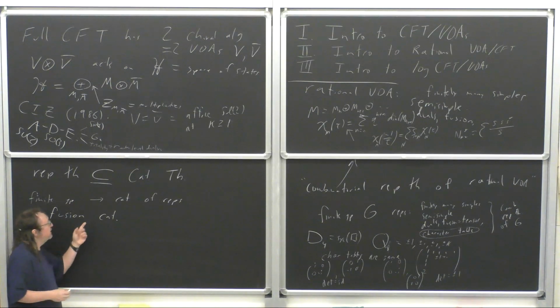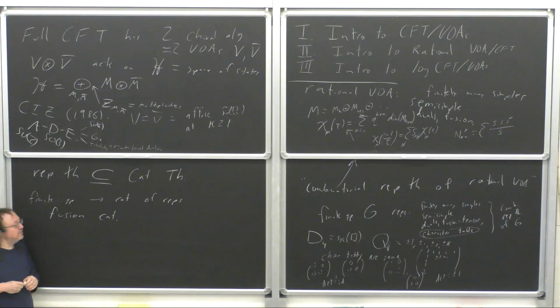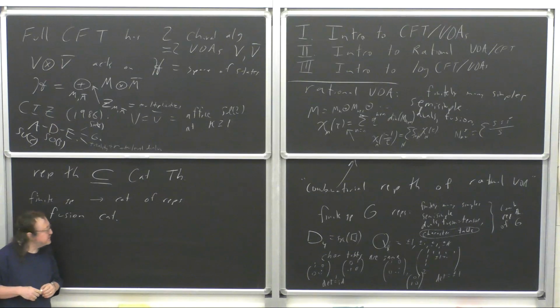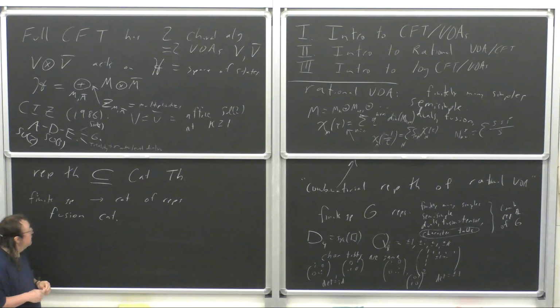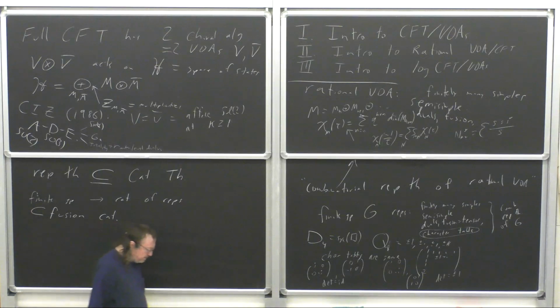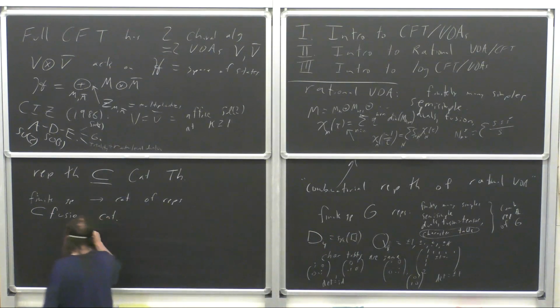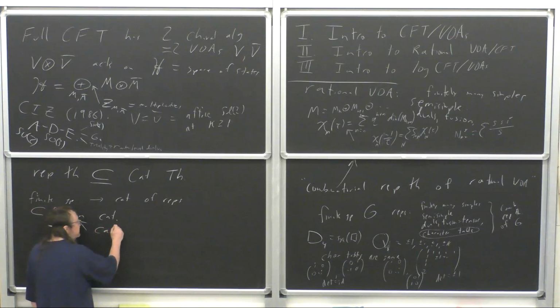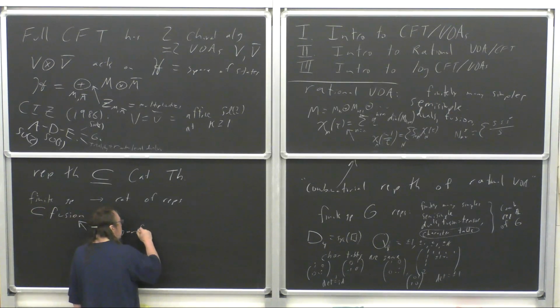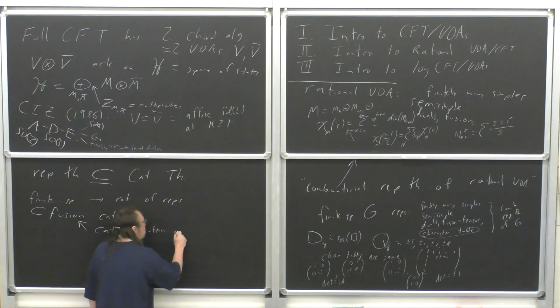So not all fusion categories are categories of representations of groups, but the other direction does hold. So all of these finite group representations are examples of fusion categories. So you can think of a fusion category, a good way to think about a fusion category actually, is as a categorification of a ring.